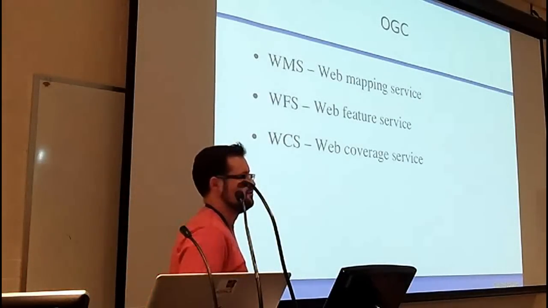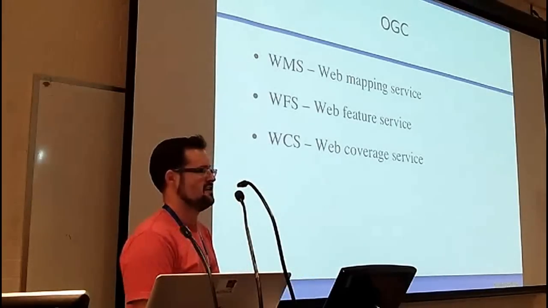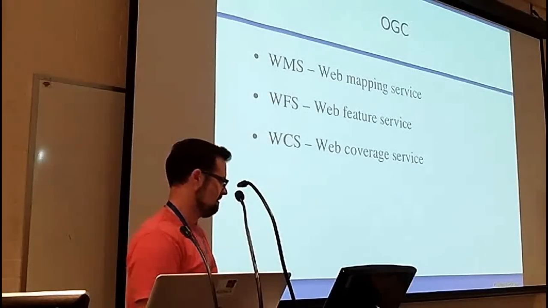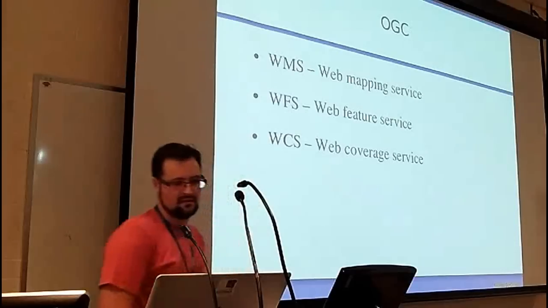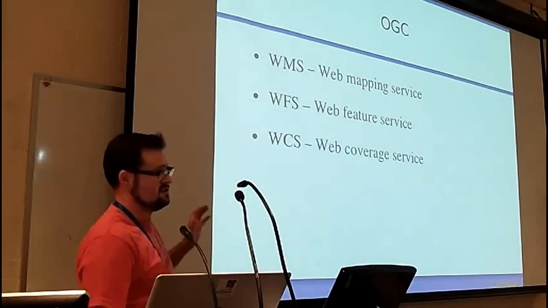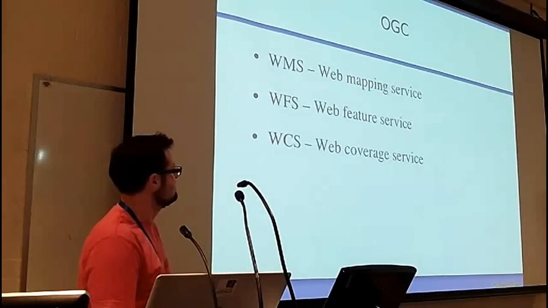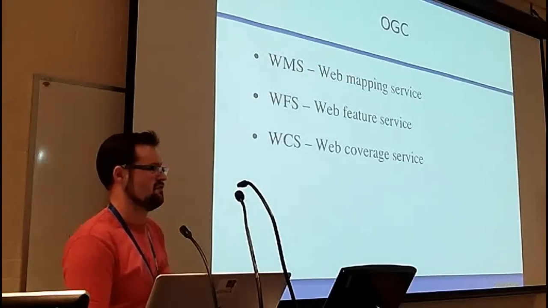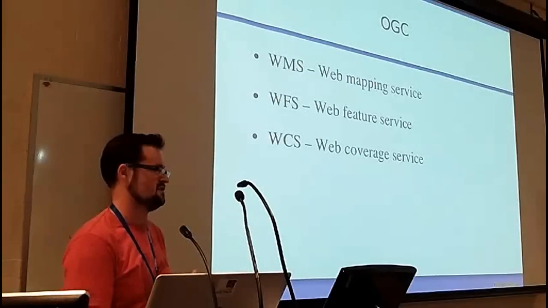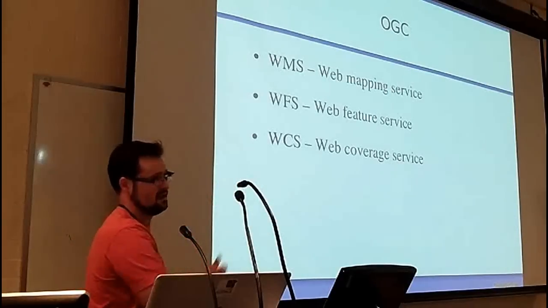The Open Geospatial Consortium, OGC, are the IEEE of the spatial world. They define a set of standards for data interoperability of spatial data. Spatial data consists of two main types: vector data and raster data. The three main services I'll be covering today are WMS, Web Mapping Service, WFS, the Web Feature Service, and WCS, the Web Coverage Service. These are the three most common services defined by OGC. I'll just have a chat about each one in turn.